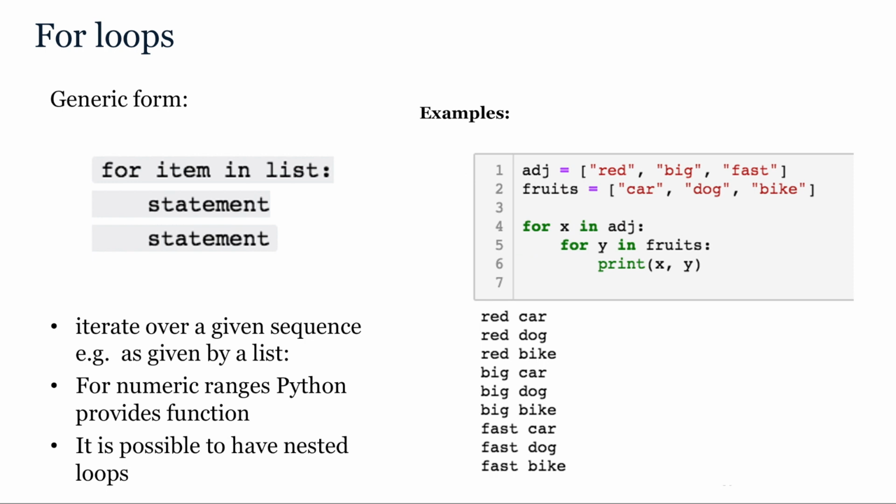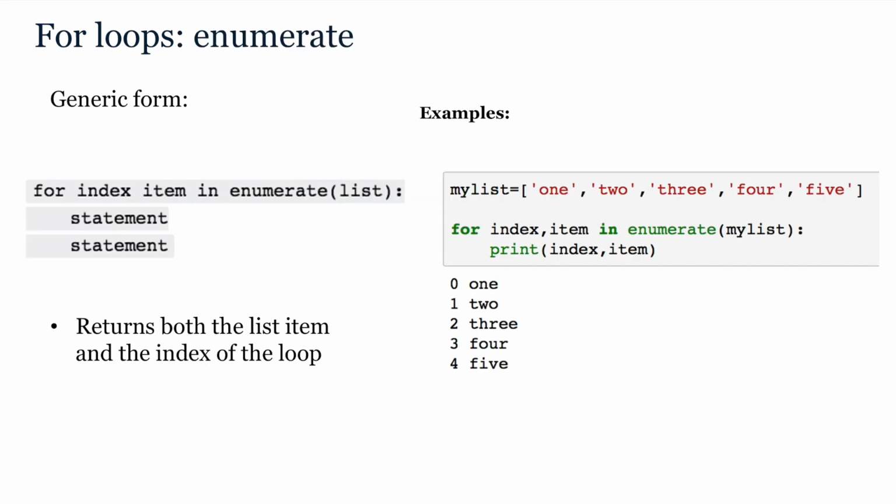And you also have the option of nested loops, where here, for every item of the outer loop, the entire inner loop is run once. So hopefully you can see, taking from these two lists, this one for the outer loop and this one for the inner loop, car, dog and bike are printed first after red, then after big, and then after fast.